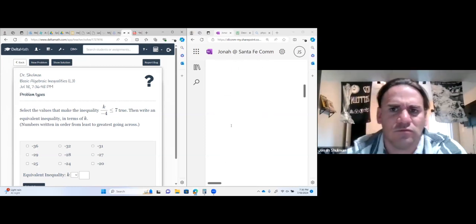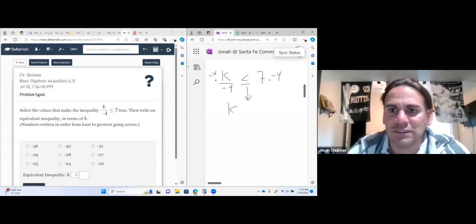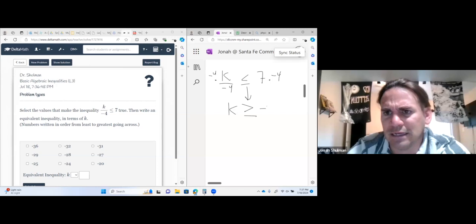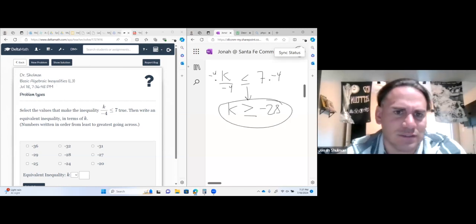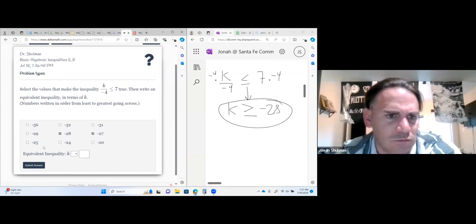Okay, so I have k over -4. See, as long as I'm multiplying or dividing by a negative, this sign is going to flip-flop. When I multiply by -4, this means k is greater than or equal to a what? A -28. That's a lot. What's bigger than -28? Greater than or equal to -28.